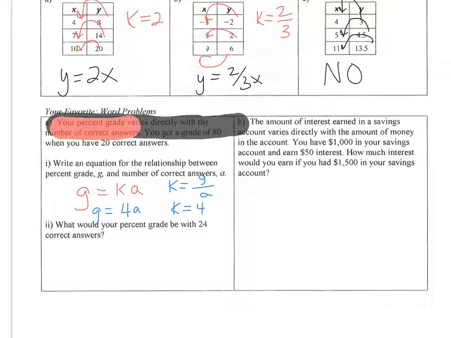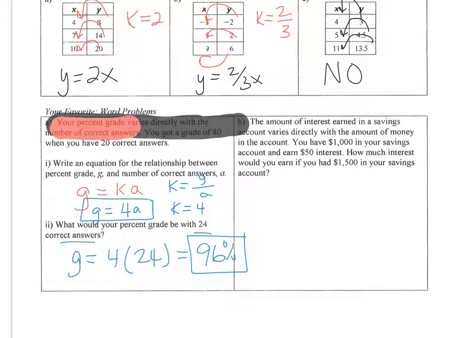So for the B part, this is my equation. I need to relate my grade and my answers, A. I need to find K first. So the steps: I needed to figure out the general equation, and that came from my first sentence. Then I substituted these values in to solve for K. I solved for K because I did 80 divided by 20. Once I solved for K, I put it in my direct variation equation. What would your percent grade be with 24 correct answers? So you do G equals 4 times A, where the correct answers are 24. So that's 96%.